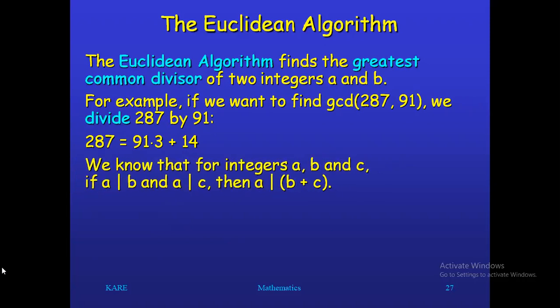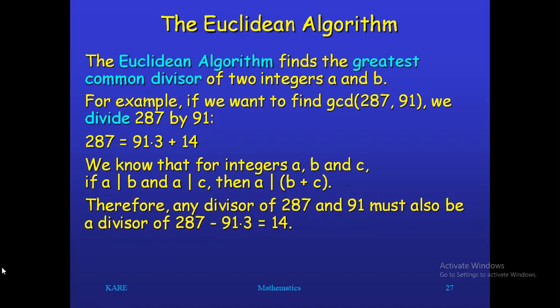We know this concept from the theorem itself. We have seen the first part of the theorem: if A divides B and A divides C, then A divides B plus C. Therefore, any divisor of 287 and 91 must also be a divisor of 287 minus 91 times 3, which is equal to 14. So from this, what do we say here? A divides B and A divides C, and then A divides B plus C.